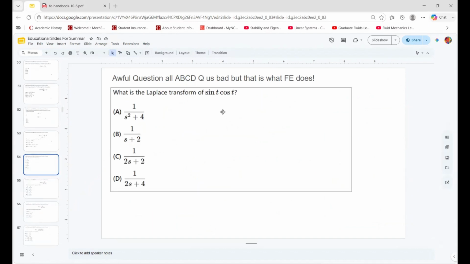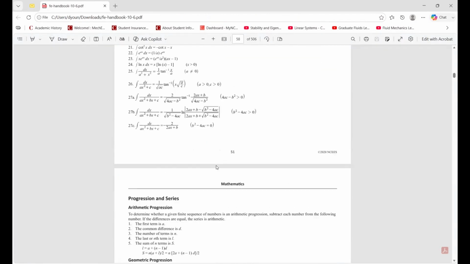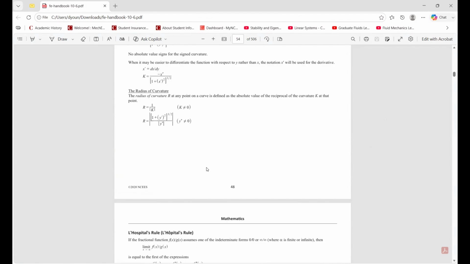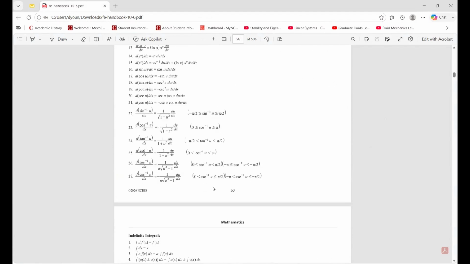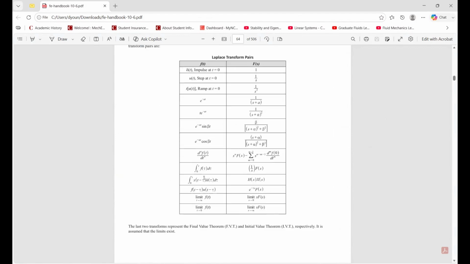What's the Laplace transformation of this wonderful equation that I am going to look up, because I'm not a psychopath that knows how to do that immediately. Into the Laplace table over here. There we go. What?